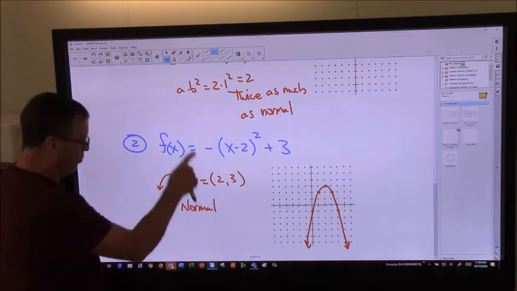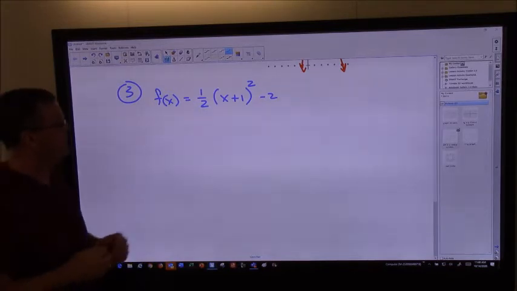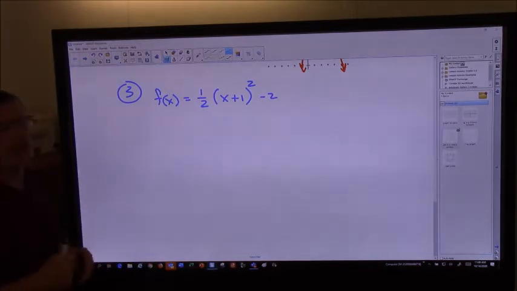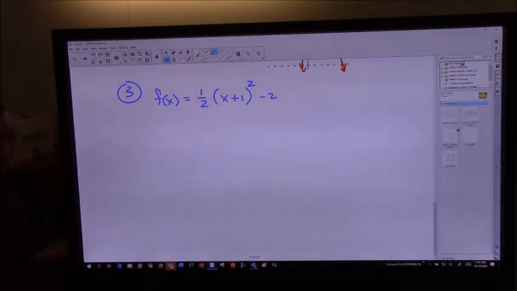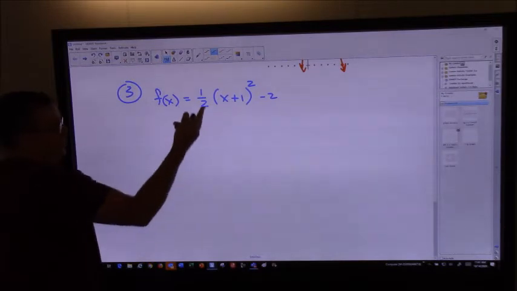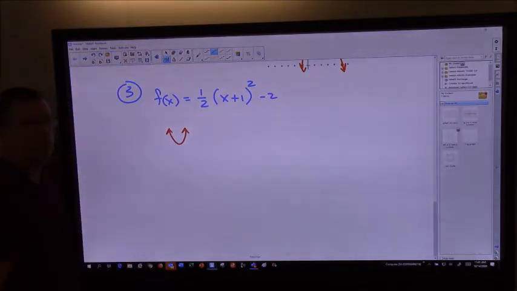All right, let's do another one with some A and B values. You guys go ahead and try and draw this. I want you to draw a picture of what this graph would look like. All right, so again, it's a parabola, so I'm just going to draw a picture of what I want to see on my graph.